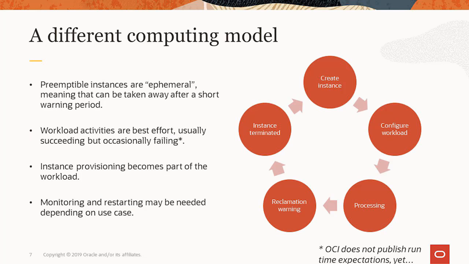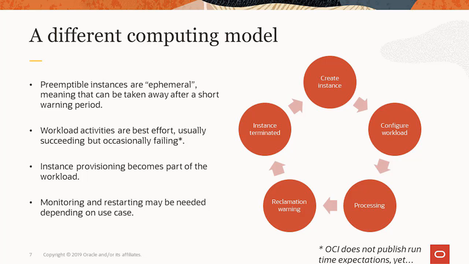Now that we're thinking about this, let's think about what this means from a computing model change. Really what preemptible instances imply is a completely different way to think about compute. And this comes down to the reality that preemptible instances are essentially ephemeral compute. And what that means is it exists, but it can be taken away. It's there, but you can't always assume it'll be there.